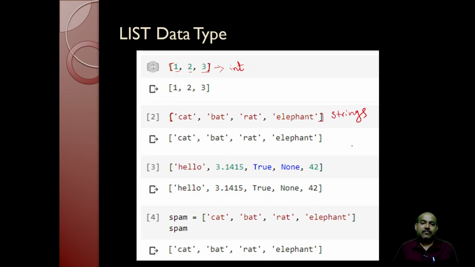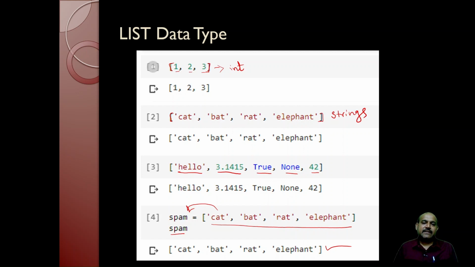strings. Not only can a list consist of only one data type, it can also have multiple data types in it. For example, you have a string here, float, boolean value, none value as well as integers. All different data types can be there in a single list. And the entire list, whatever you specify, can be saved in one variable name. Now, if I ask Python what is spam, it gives you the entire list.